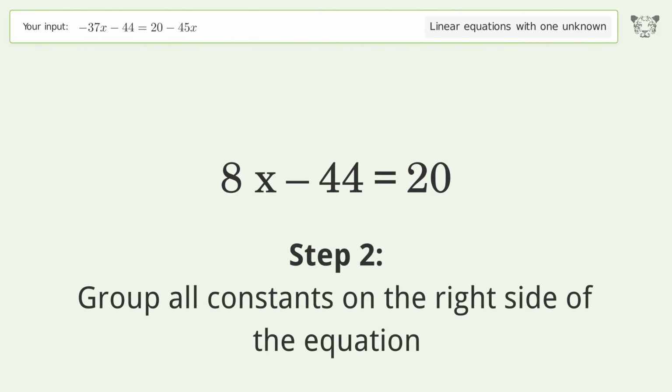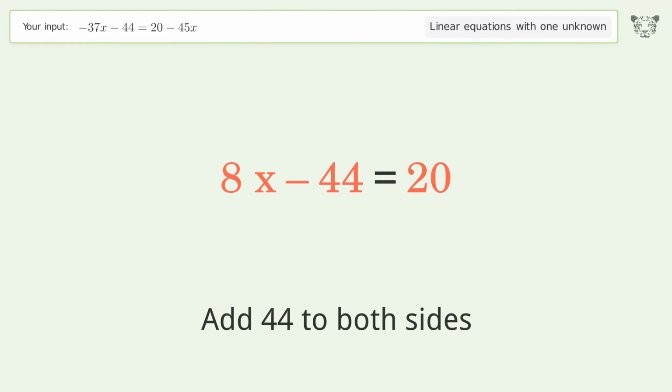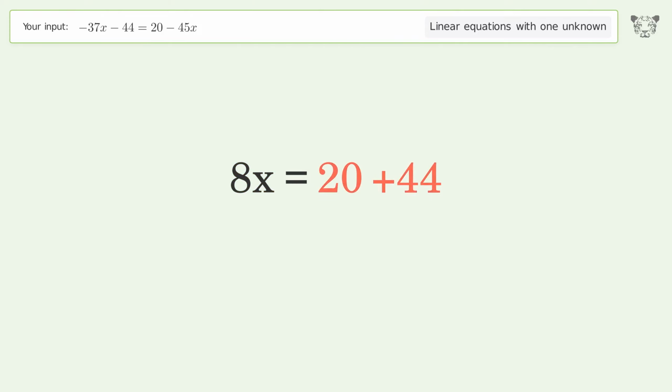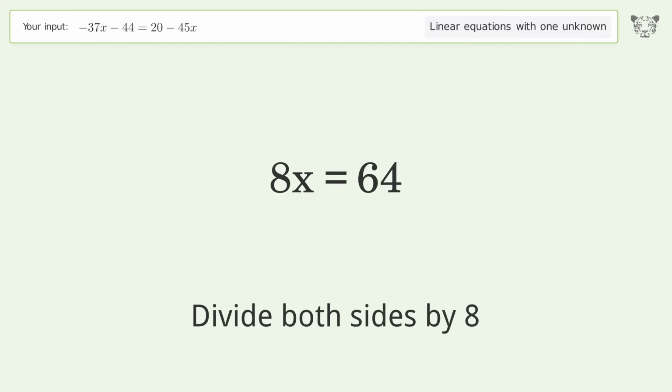Group all constants on the right side of the equation. Add 44 to both sides. Simplify the arithmetic. Isolate the x. Divide both sides by 8.